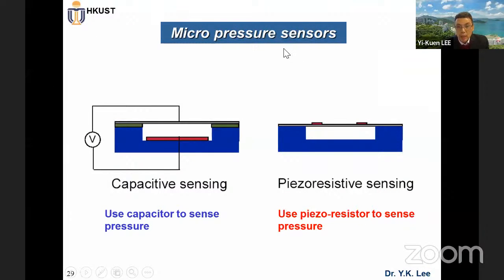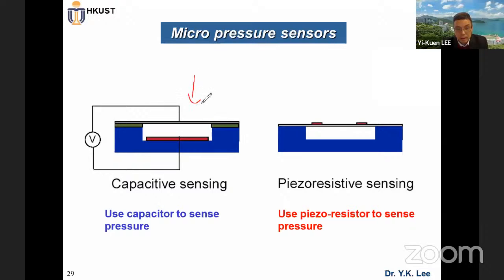Typically, we have two types of pressure sensor. Basically, we need a very flexible micro diaphragm, and once some pressure is applied, it could cause deformation. So in this case, we have pressure applied, right?